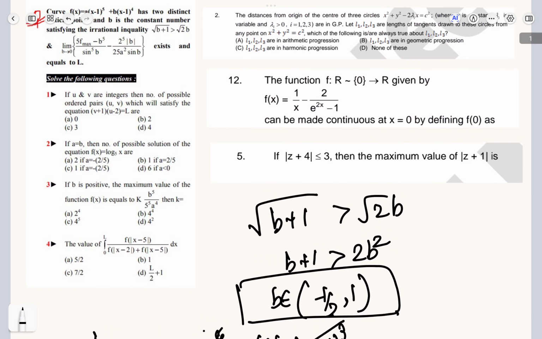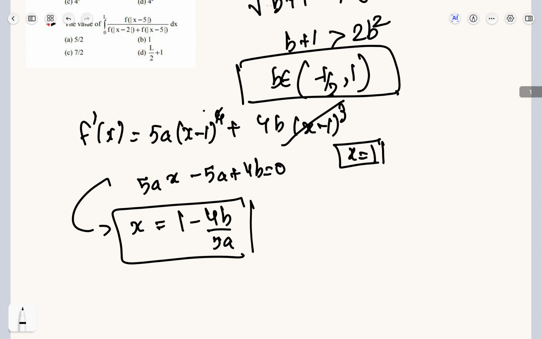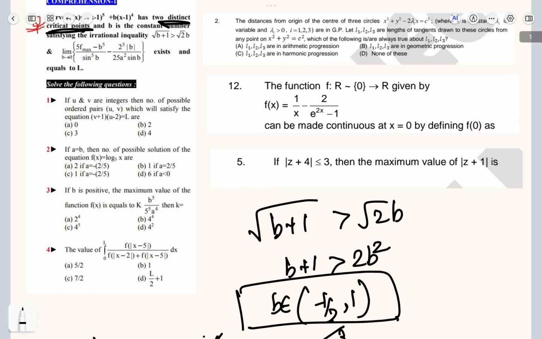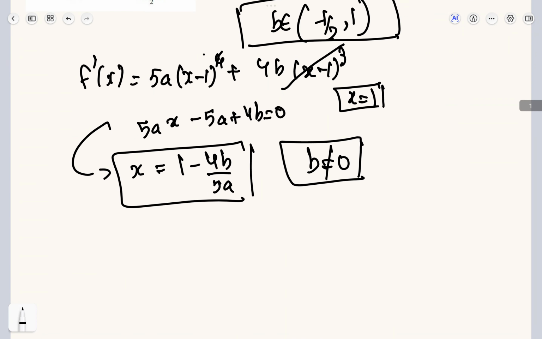That means x is equal to 1 minus 4b by 5a. So it's been given that these are distinct critical points, so b cannot be 0. That's why we have limit b tending 0 in the question. Alright, let's move forward.